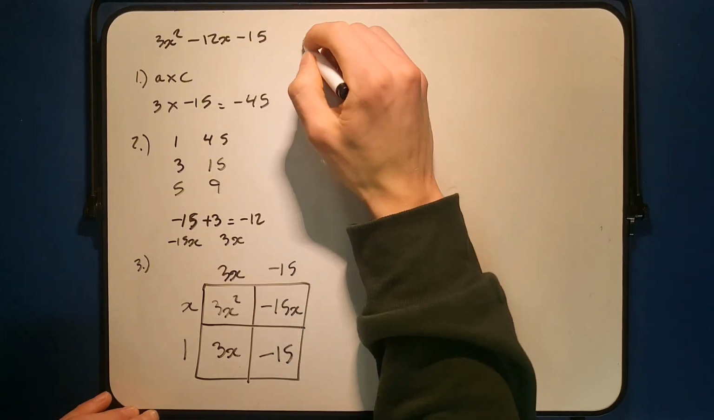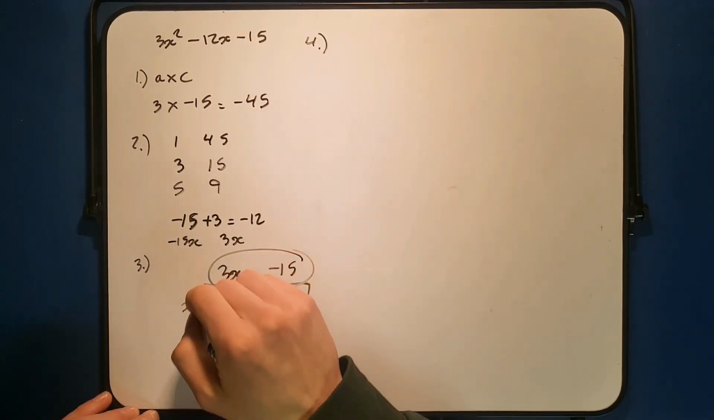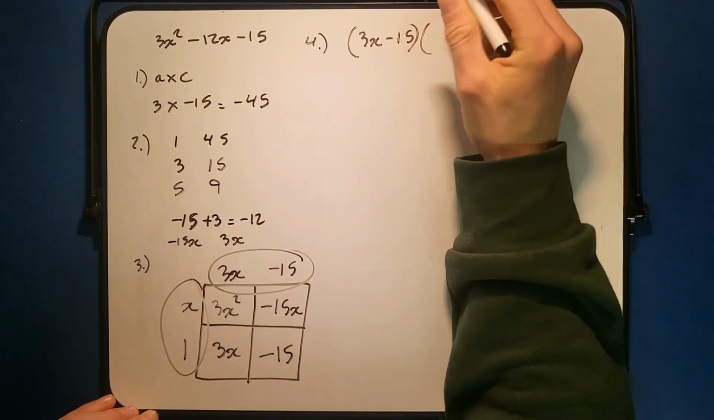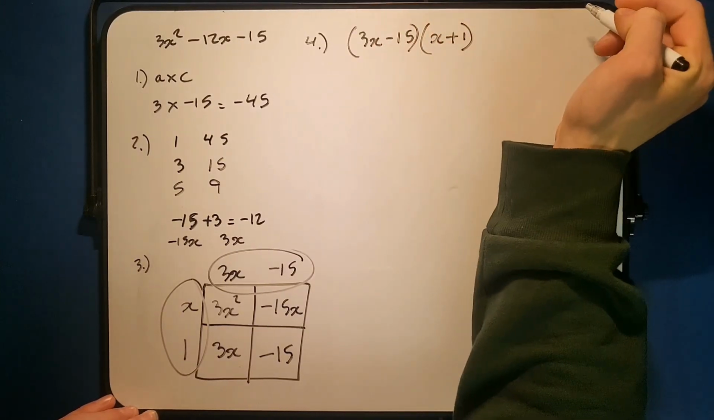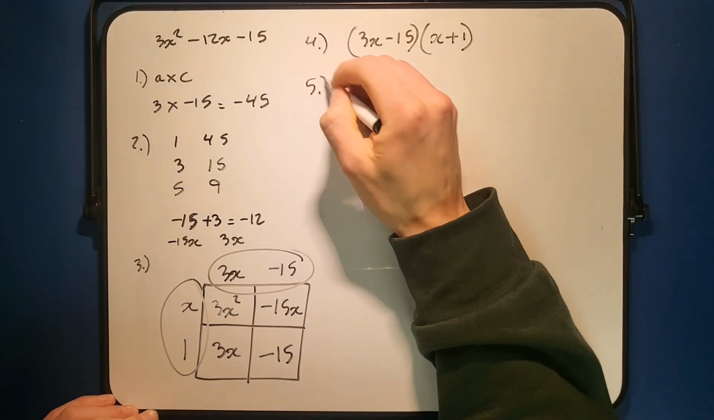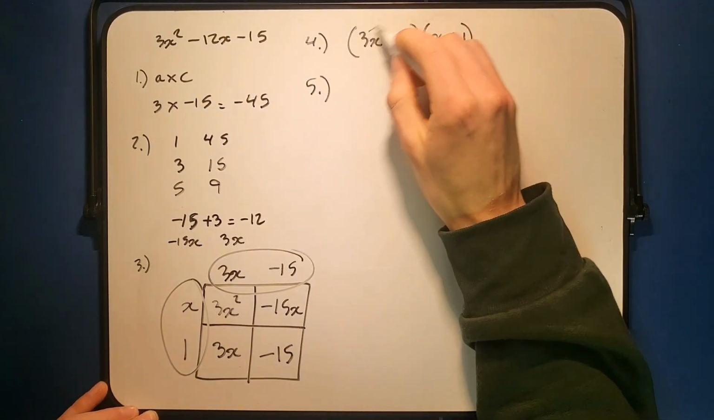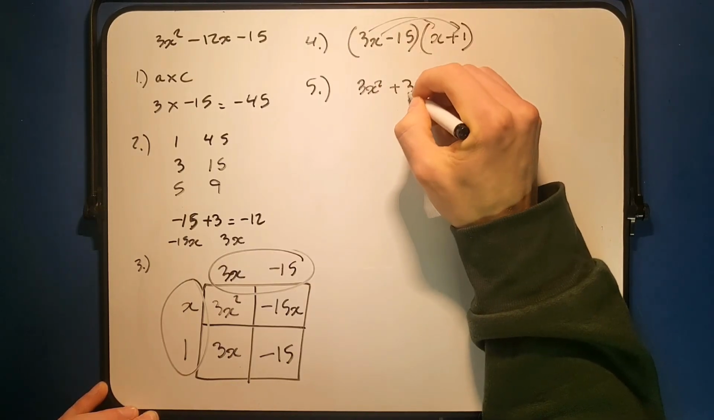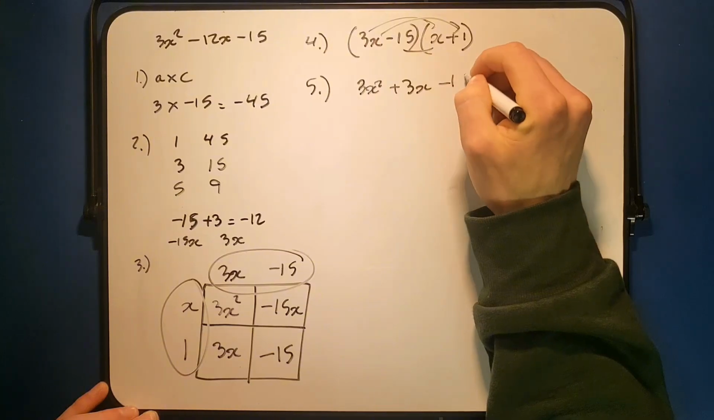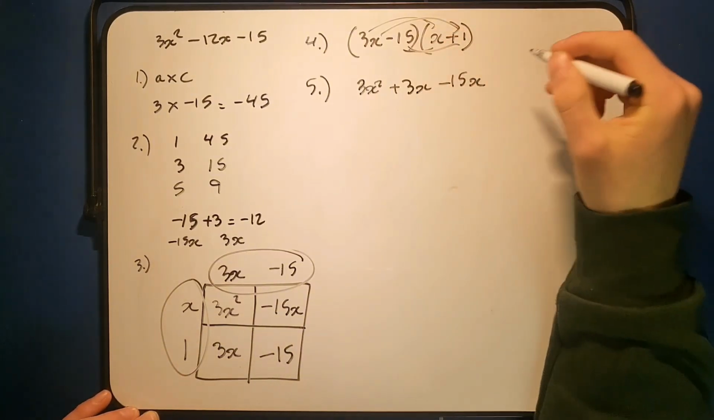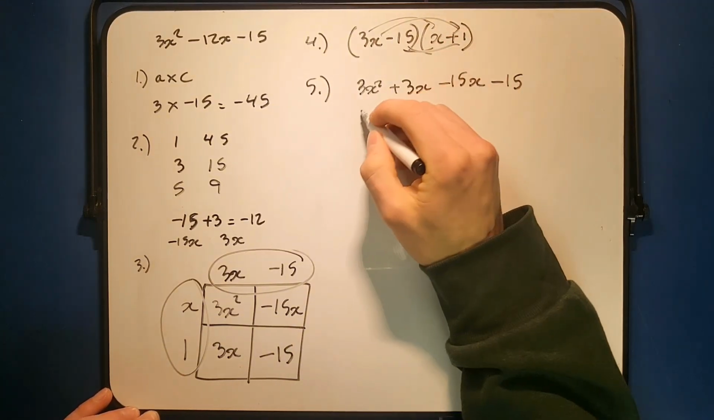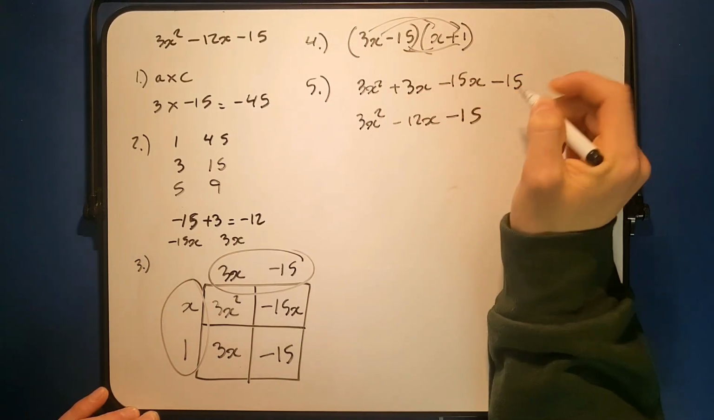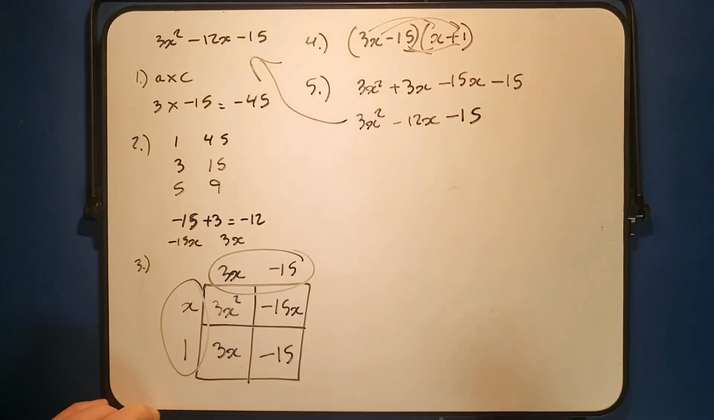And our last step, step 4, is we group these numbers and these numbers. So that gives us 3x minus 15 and x plus 1. Okay? And we will expand this to prove that we've done this correctly. So 3x times by x, 3x squared, 3x times by 1 plus 3x, minus 15 times by x is minus 15x, and minus 15 times by 1 is minus 15. And we collect like terms, minus 12x, minus 15. And that matches our original quadratic.